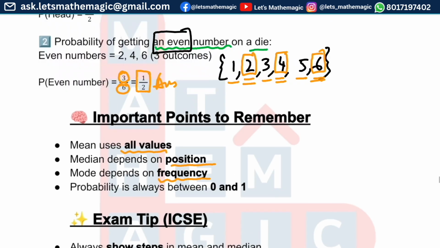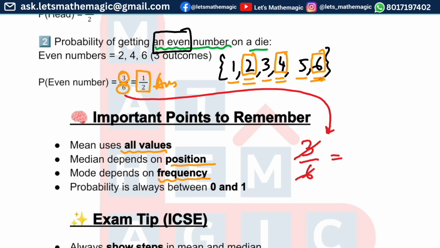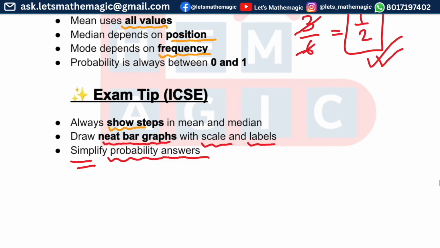As we have seen in the last example, the answer was 3 by 6. If you write 3 by 6, maybe some of your part marks may be deducted. So please write after cancellation the simplest form, which is 1 by 2. Please write 1 by 2, and that is the final answer. If you do not write 1 by 2, maybe you will not get the whole mark.